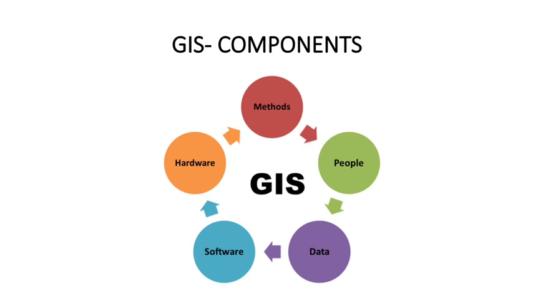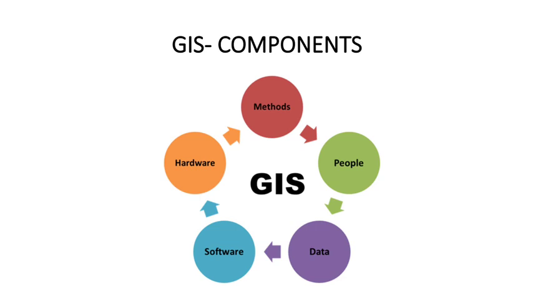Then the second one is the software. It is normally termed as the heart of the GIS system. The GIS software should have the basic ability to input the data, to store the data, to transform the data, then to analyze and finally to provide the required output. So that is another integral component of GIS, the software.